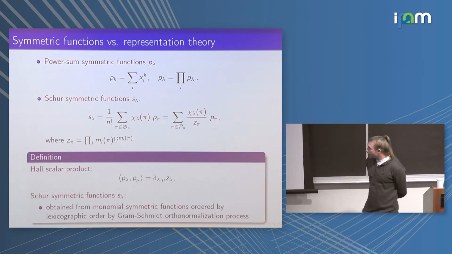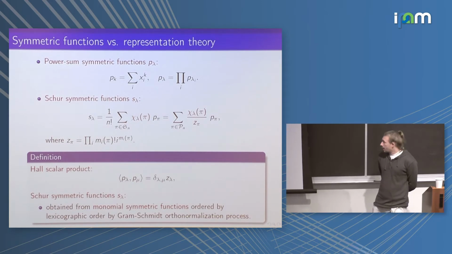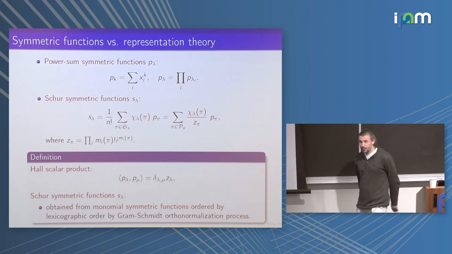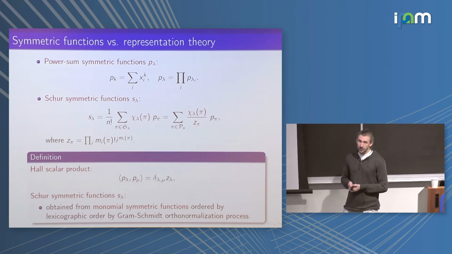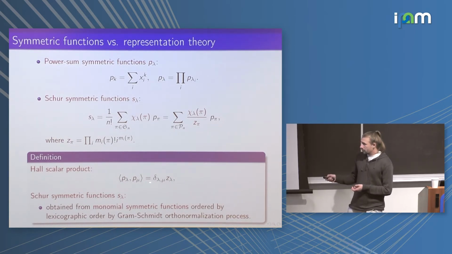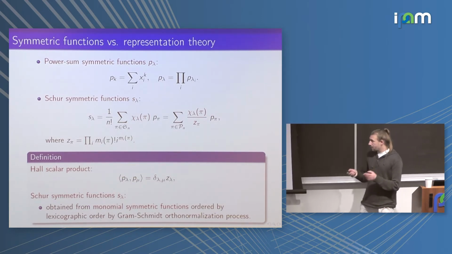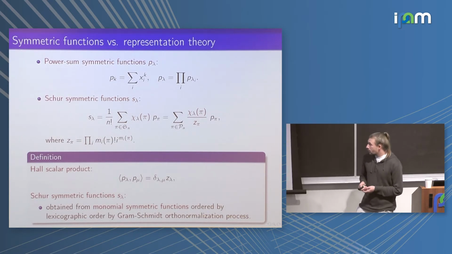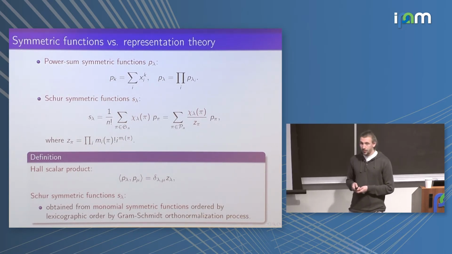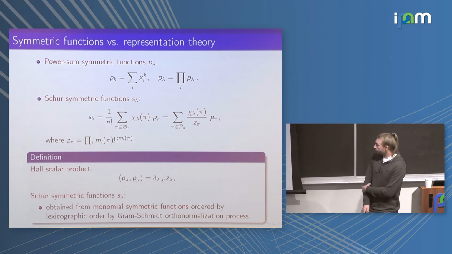Here is one of the more standard definitions. You can define Schur symmetric functions as the Gram-Schmidt orthogonalization process applied to monomial bases. In order to do this, you have to define a scalar product. You define it in the following way: the power sum basis is orthogonal. And then if you apply the Gram-Schmidt orthogonalization process to monomials, what you get is a Schur symmetric function.